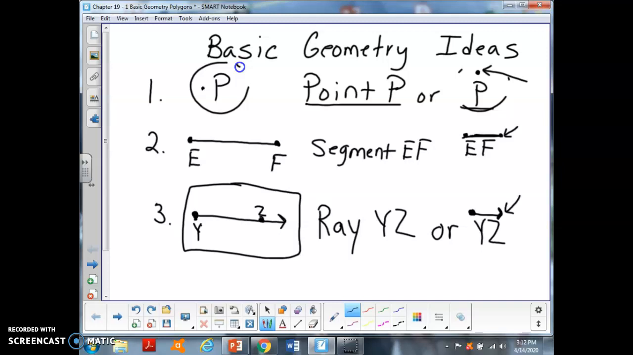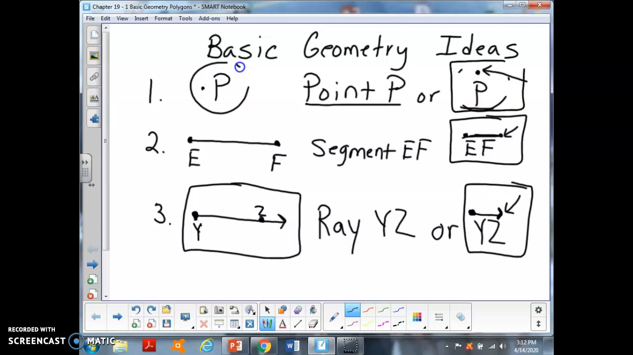Here is our symbol. This is labeling it with the symbol. So on your worksheet, when they say label with the symbol, we're going to put the point symbol and then a capital letter below it, P. If it's a segment, we're going to put the segment symbol with two capital letters, EF for number 2. For number 3, we're going to use a ray symbol. I'm just going over it so you guys can get it. There's my symbol, and then capital letters. For a ray, it doesn't matter which letter comes first in the alphabet, but it needs to be the endpoint.